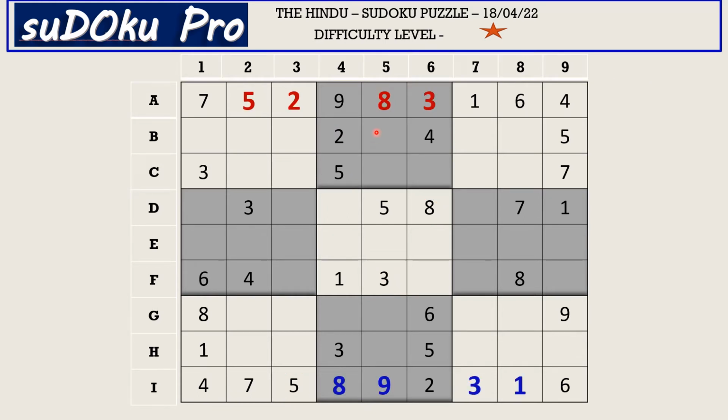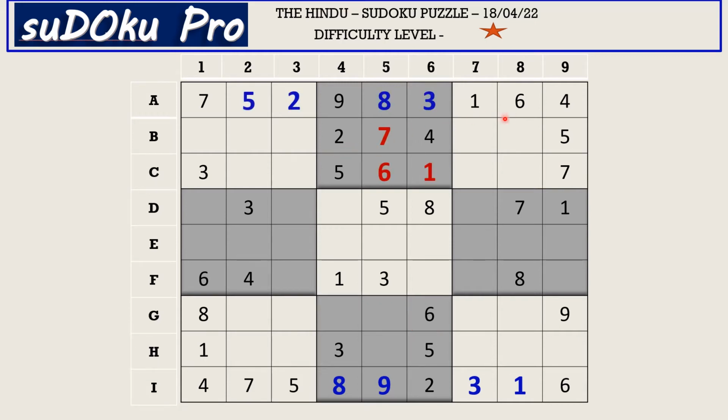Let's fill this second block. There is a 7 here which blocks these two cells. So B5 takes 7. Now the missing numbers are 1 and 6. There is a 6 blocking here. So C6 takes 1 and C5 takes 6.